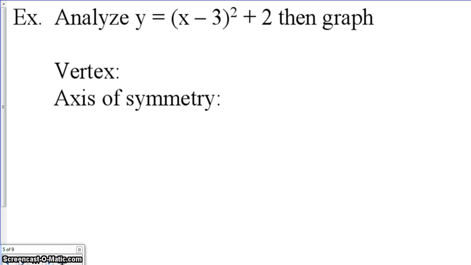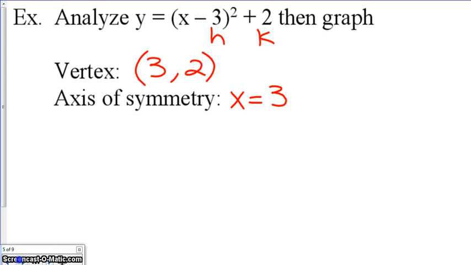So we're going to analyze this quadratic equation from vertex form. If we look at it, the coordinates of our vertex are always our h and our k. So here's our h, here's our k. Remember, for the h value, you pull out the opposite of what's inside your parentheses. So our vertex is going to be at 3, 2. Our axis of symmetry is always x equals that h value, or the x coordinate of our vertex. So x equals 3 is our axis of symmetry equation.